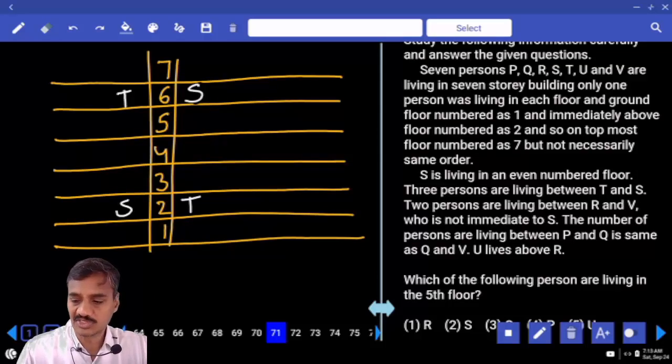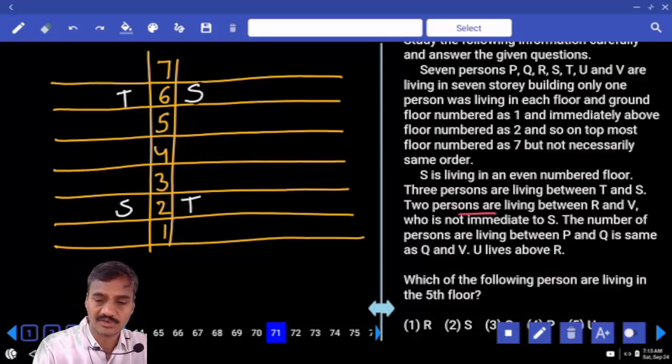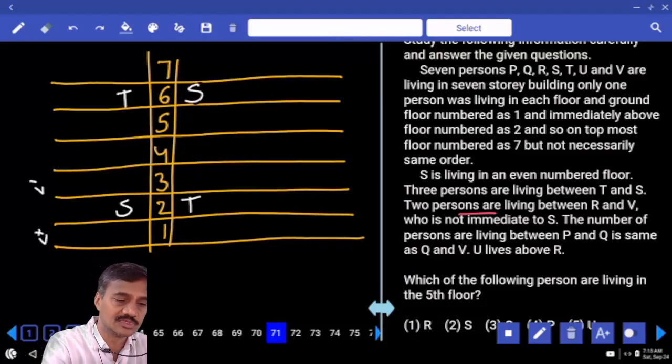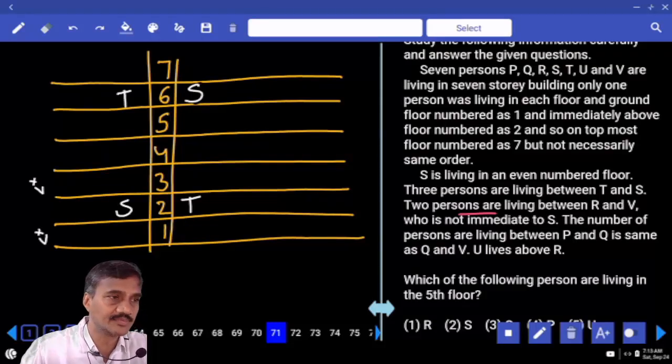Then 2 persons living between R and V, V who is not immediate to S. And V cannot be adjacent to this one. There are exactly 2 persons between R and V in any order. And together R and V. And V is not adjacent to this one. V cannot be at this place.